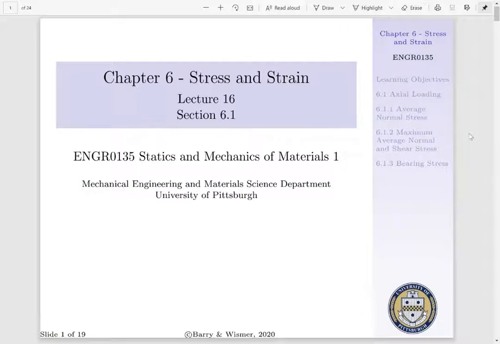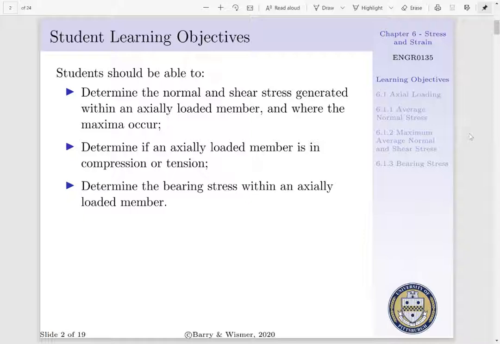Lecture 16 covers section 6.1. At the end of today's lecture, you should be able to determine the normal and shear stress generated within an axially loaded member, and where the maxima of these stresses occur. You should also be able to determine if an axially loaded member is in compression or tension. Lastly, you should be able to determine the bearing stress within an axially loaded member.